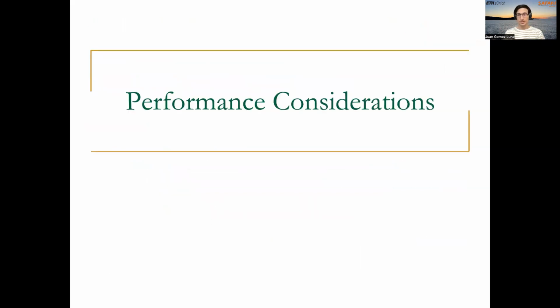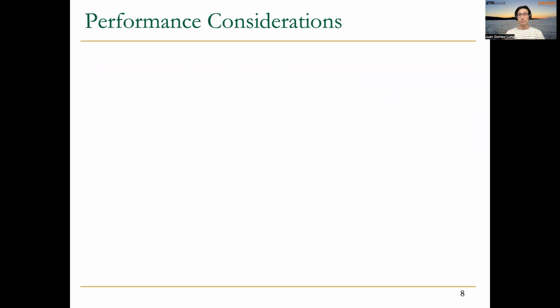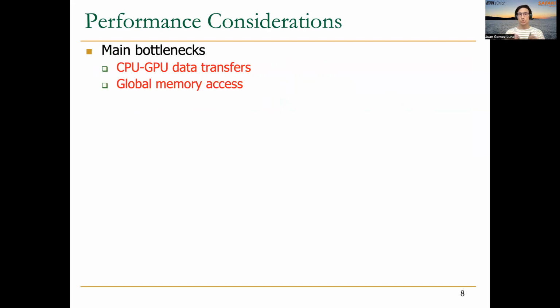Okay, let's now start talking about these GPU performance considerations. As I said, we are going to spend our time speaking about the main GPU performance considerations and what are the main bottlenecks in a GPU program that we should try to avoid. I would say that there are two main bottlenecks in GPUs, and these are both related to the movement of data, either from the CPU memory or the main memory of the system to the GPU memory or global memory, or directly inside the GPU accessing data from the global memory.